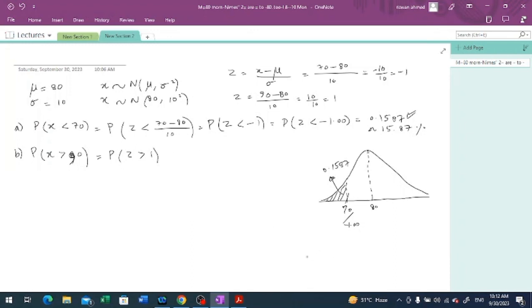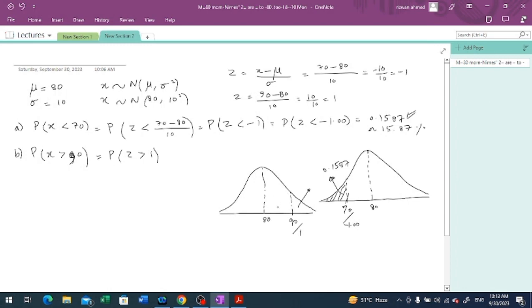So if we draw the curve, then 70 lies here, 80 lies here, which is the mean value. Then 90 would be located above 80. And we are asked this time for the area above this borderline. But as we have understood, whenever we refer to the z table for any value, it gives us the area below a particular borderline. So this time the borderline is 1.